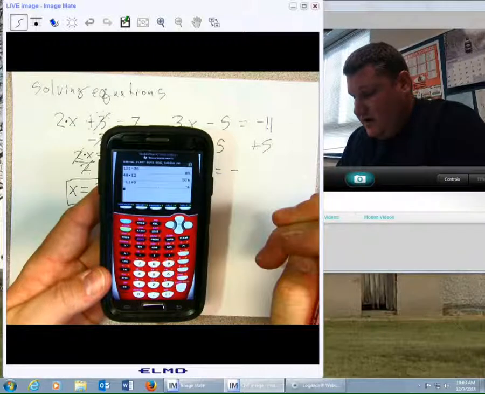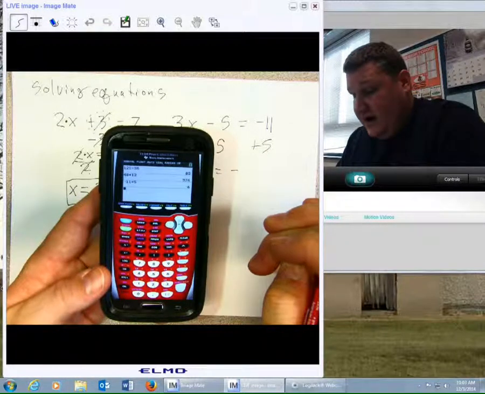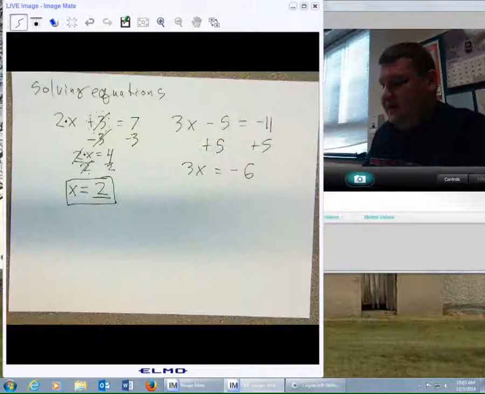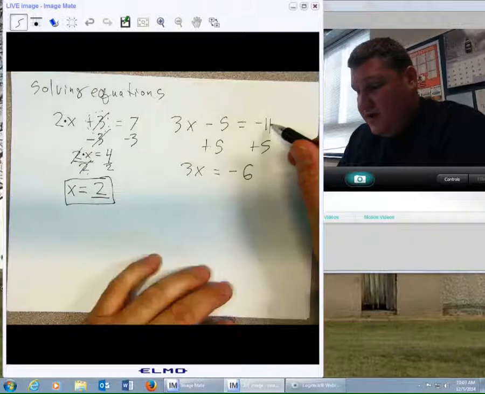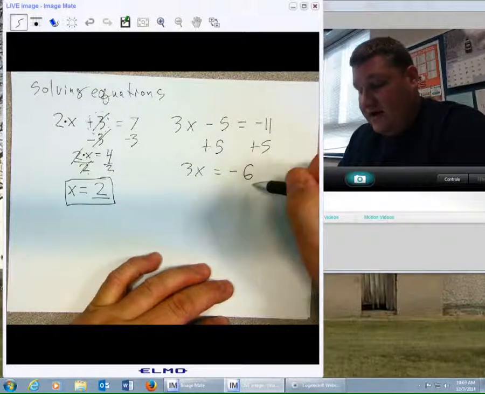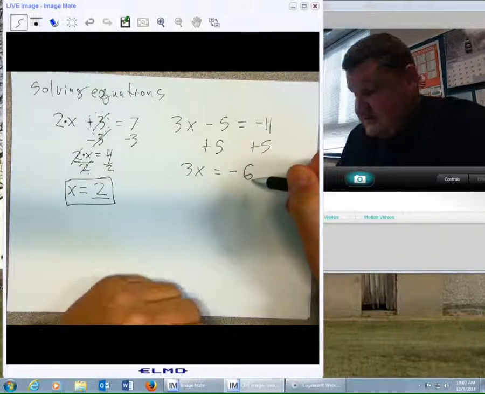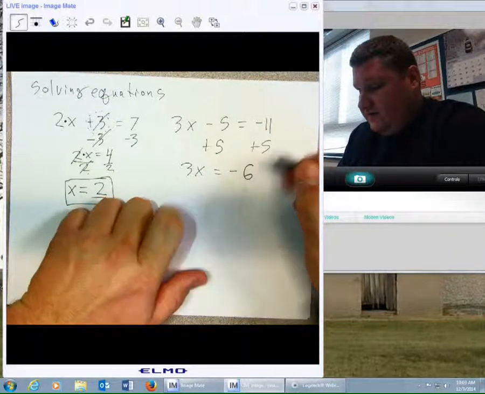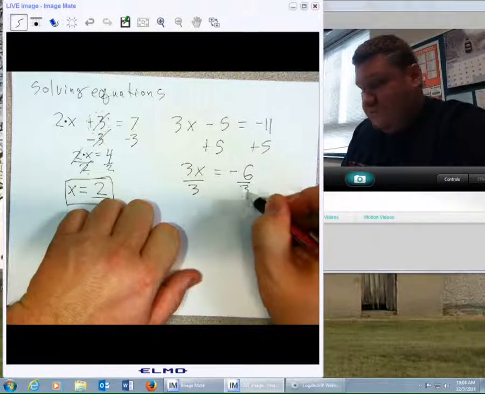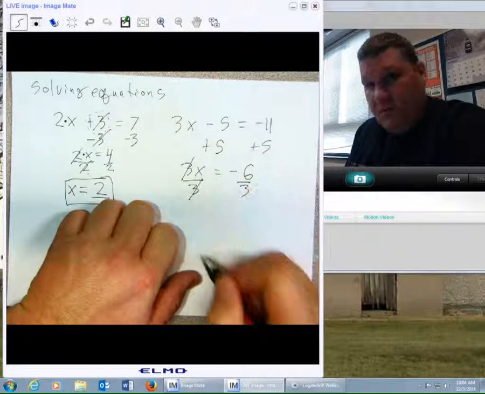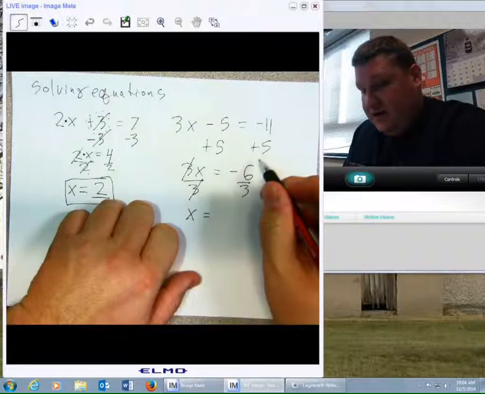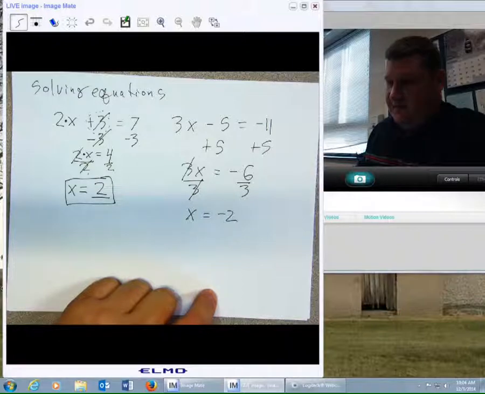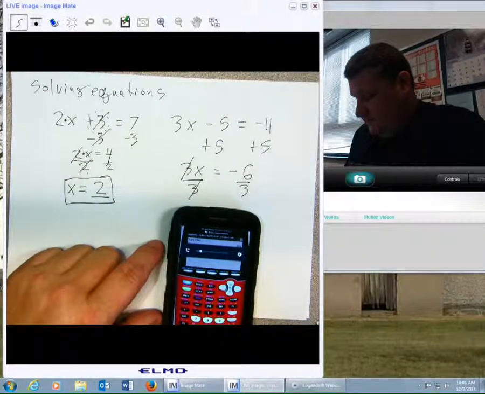All right, because I don't mind having to check my math on my calculator. I want to make sure I have my stuff right. So that's going to be negative 6. Now that makes sense because if I owe somebody 11, I add 5, I still owe 6. Now, with that I have 3x equals negative 6, so I divide both sides by 3. In this case, the 3's go away. X equals negative 2, because negative 6 divided by 3 is negative 2.